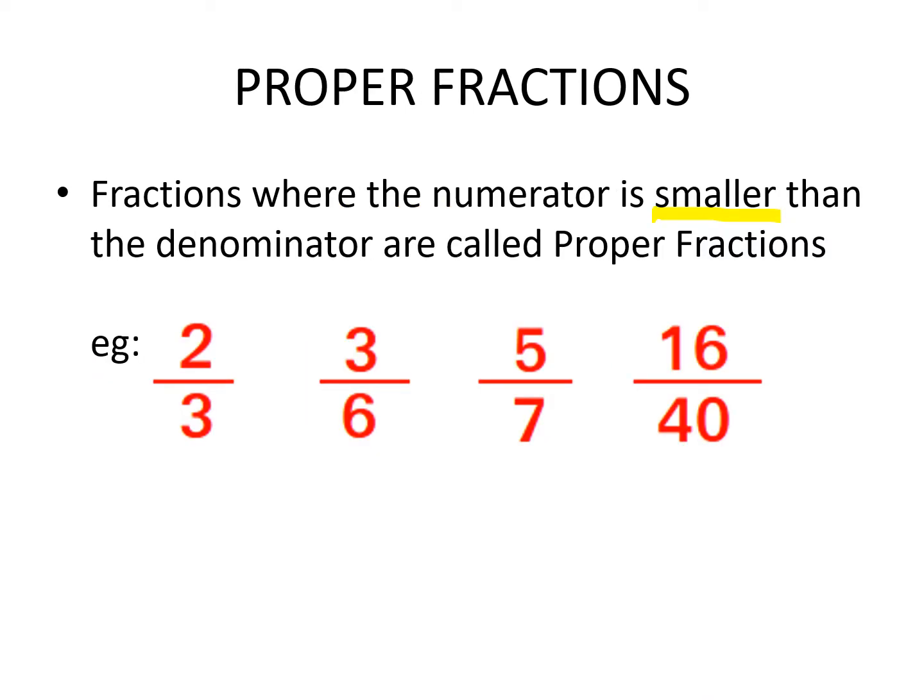Now what are proper fractions? Fractions where the numerator is smaller than the denominator are called proper fractions. Example: 2 upon 3, 3 upon 6, 5 upon 7 and 16 upon 40.